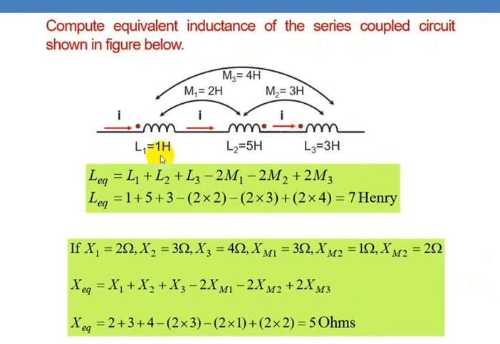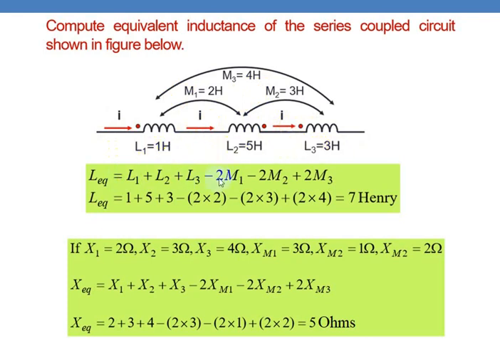Then let us compute the equivalent inductance of the series coupled circuit shown in the figure below. You consider this case, L1, L2, L3 are given. Here current I is flowing in this path, so current is entering the dotted terminal. Here current is leaving from the dotted terminal in the second coil, whereas in the third coil it is entering. Their mutual inductances are shown in the figure. So L equivalent will be equal to the sum of all the inductances, L1 plus L2 plus L3.